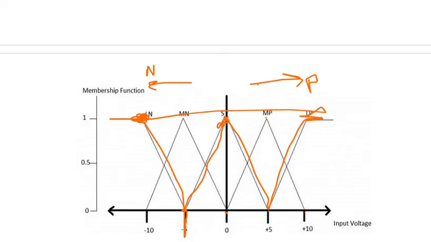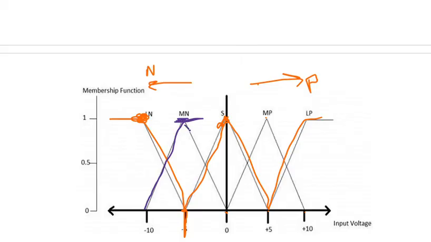And again the medium negative and the medium positive start and end at the zero position only. It starts from the zero position and goes on increasing to the peak point where it reaches the medium negative.